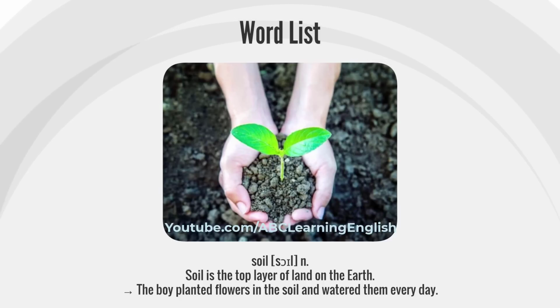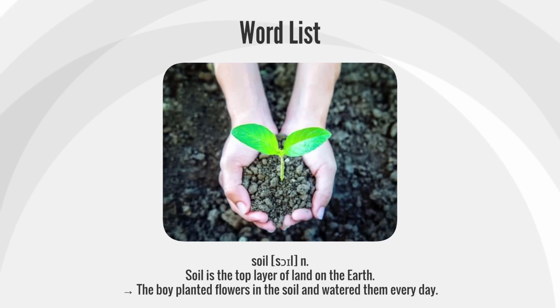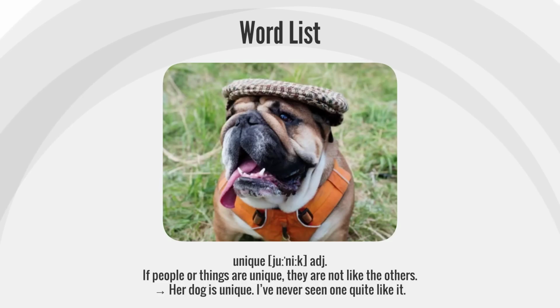Soil. Soil is the top layer of land on the earth. The boy planted flowers in the soil and watered them every day. Unique. If people or things are unique, they are not like the others. Her dog is unique. I've never seen one quite like it.